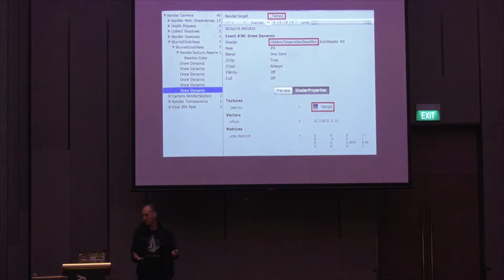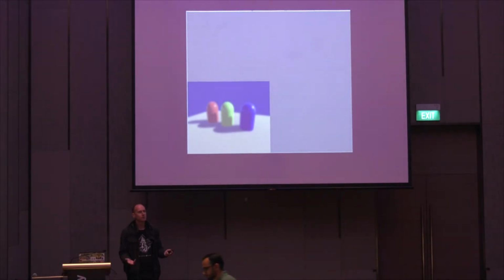This is what it looks like in the frame debugger. I'm rendering to temporary 1, I'm rendering from temporary 2, and I'm using my separable blur shader. And the final result is this. I've got a quarter-sized buffer with all my objects in it, and it's blurry. So this is the second step. I've grabbed the color background, I've shrunk it down, I've run some blur shaders over it a few times, and now I've got a blurry color buffer.